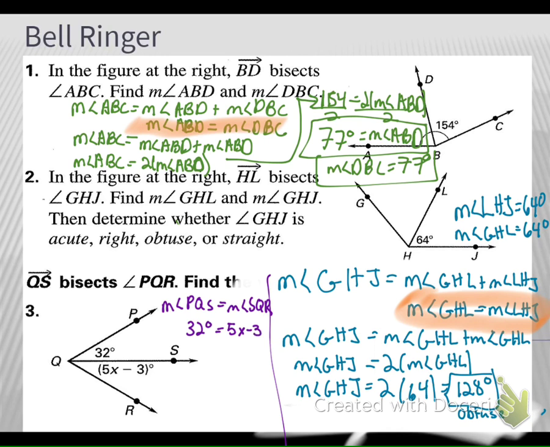We want to combine our like terms. What do we do? Add 3. Add 3. We end up with 35 equals 5x. How do I get x by itself? Divide by 5. So we get x equals? Nice job.